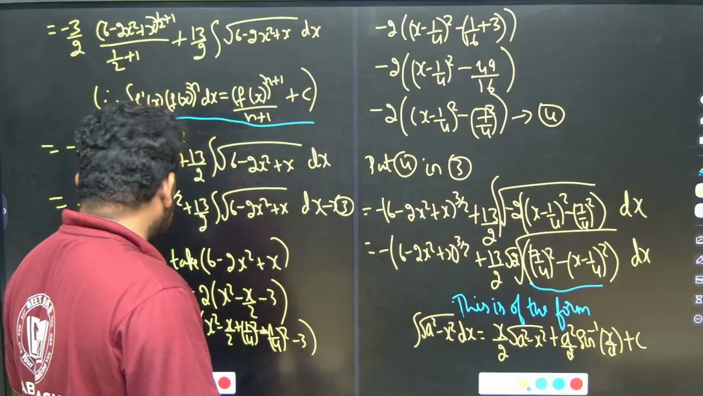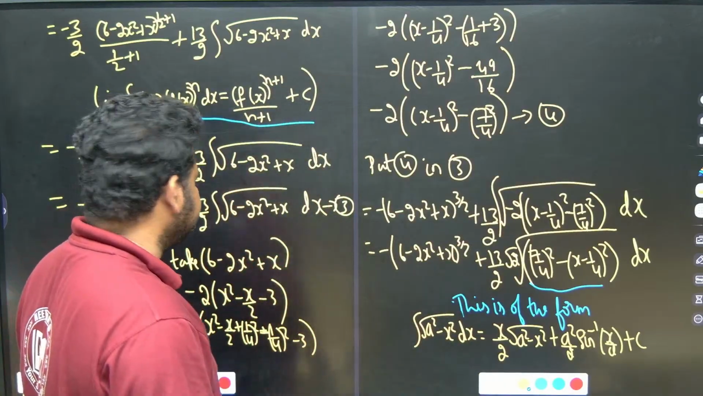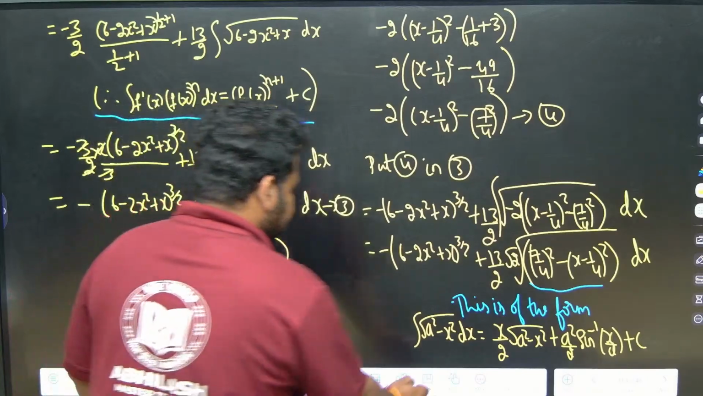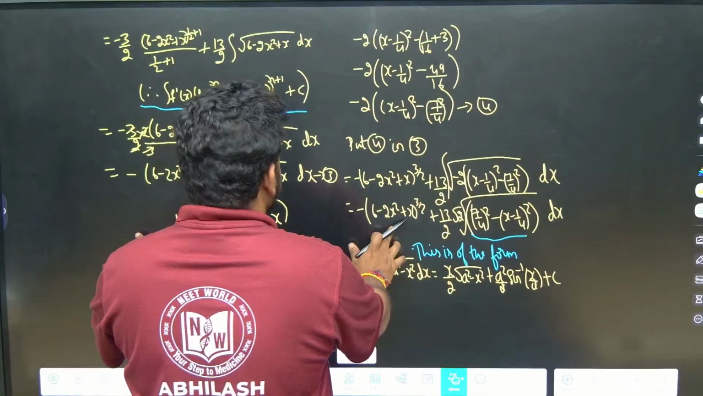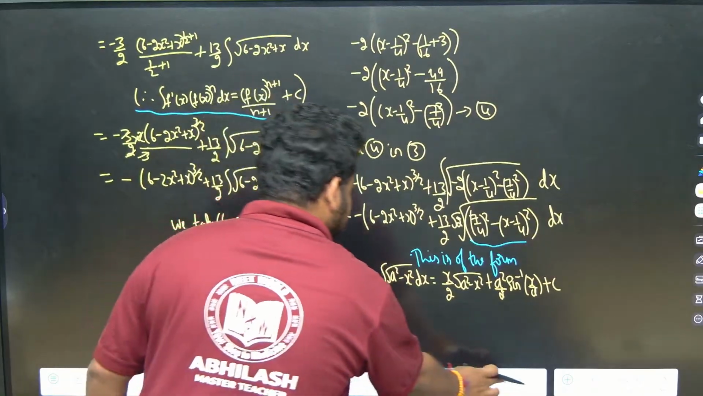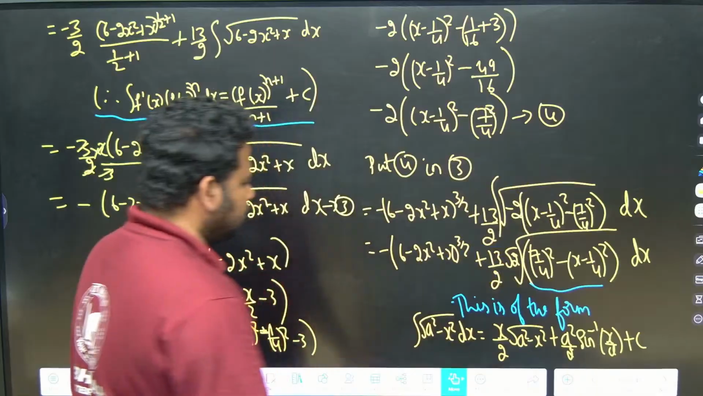Okay, now let us continue with this. This is what we have. Now let us put the values here. Now this is what we have. Now let us go to the next page.